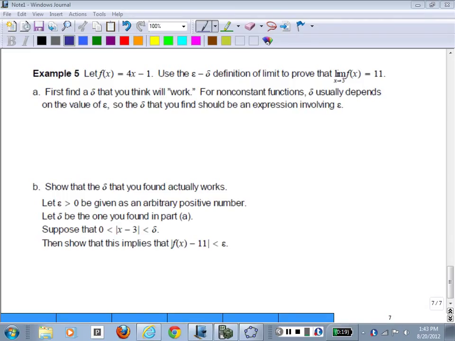X gets really close to 3. Is 4 times x minus 1 going to be really close to 11? Well, since 4 times 3 minus 1 actually equals 11, yeah, you figure it's going to be pretty close. This is a well-behaved function.